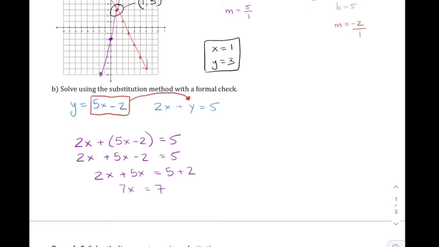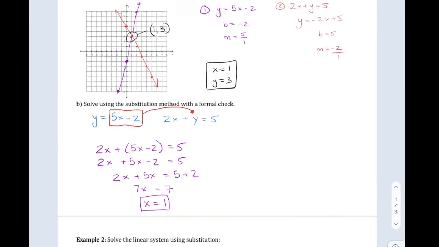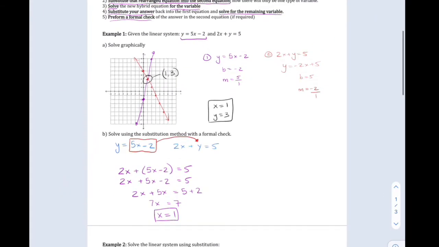And divide both sides by 7. We get x is equal to 1. So notice that's the same x that we had above. When we solved this one using graphing, I knew that x was 1, but now we solved it by substitution. Now I need to find out what y is. So the step for y was, take your answer that you know, and so step 4 there, substitute your answer back into the first equation and solve for the remaining variable.